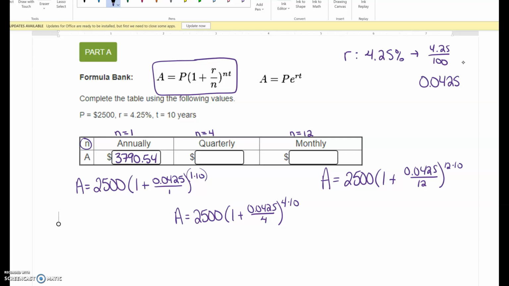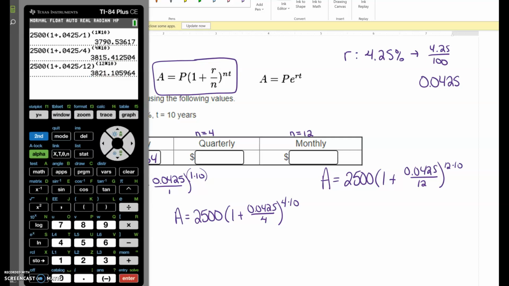Okay, I want you to try quarterly and monthly on your own. So pause the video, try those in your calculator. I will show them in the calculator in a second. Okay, here's what I typed into my calculator and what I got for each one.